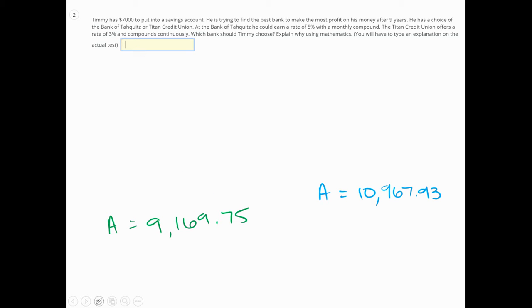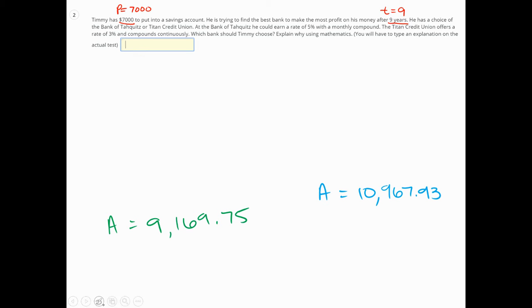So I'm going to go through and let's start reading, and we'll underline and highlight some information as we go. Timmy has $7,000 to put into a savings account. So right there, we are starting with P. Our principal is $7,000. And then he's trying to find the best bank to make the most profit for his money after 9 years. So that 9 years is going to be our time.